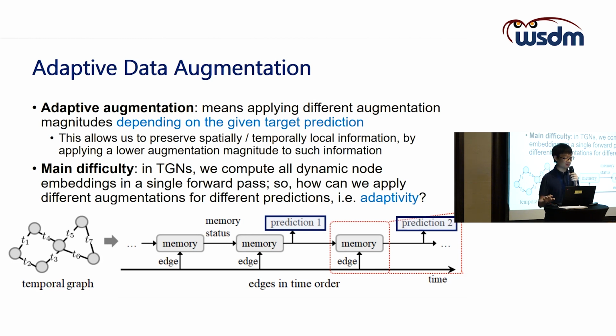So the challenge is that, as we have just seen in the TGN model, we actually compute all the dynamic node embeddings in a single forward pass. So it's not like we compute the predictions at each node separately. We do a single forward pass, which computes all the dynamic node embeddings at every node. That makes it very challenging to apply different augmentation magnitudes depending on the given target prediction that we would like to make. So this leads to the question of how we can apply different data augmentation magnitudes for different predictions.